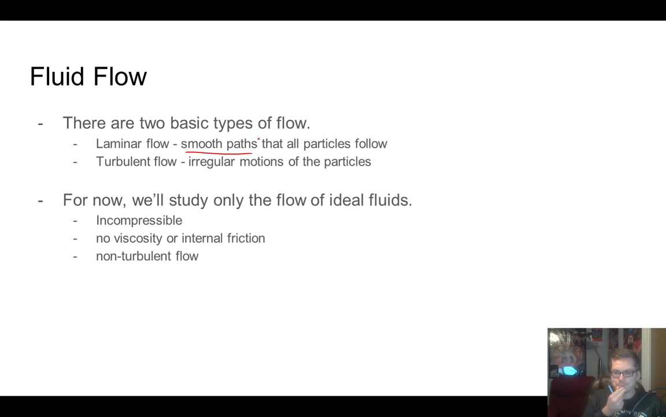All right. So, as you could probably guess, since this is kind of your first foray into fluid mechanics and fluid flows, we are only going to assume that all of the fluids we're looking at are ideal fluids, meaning that they can't be compressed, there's no internal friction, there's no viscosity, and they're non-turbulent. Essentially, I just want you to know that turbulent flows are a thing, but we're really only going to focus on laminar flows.